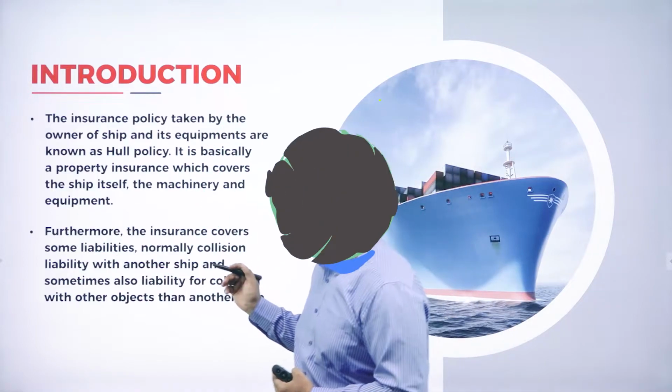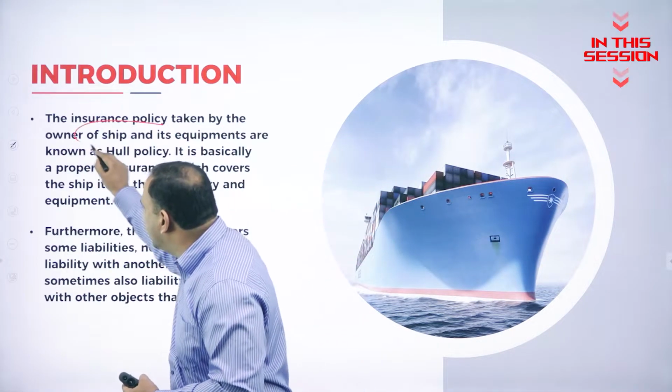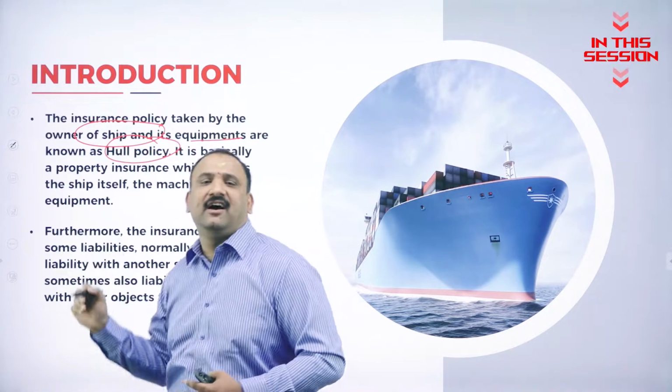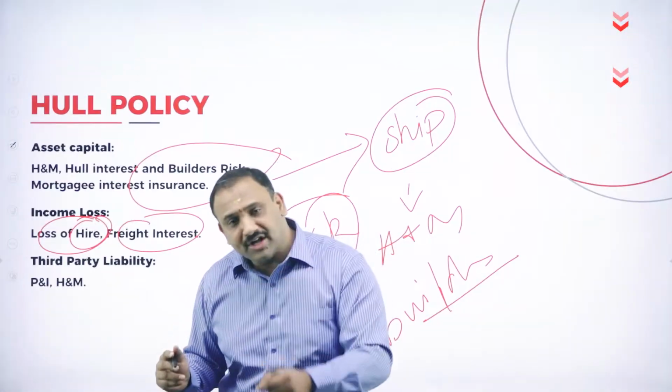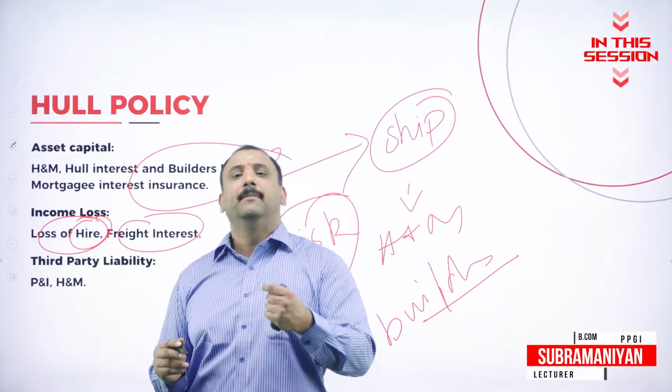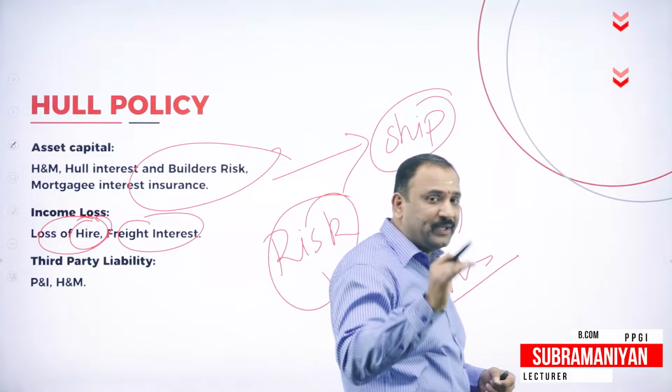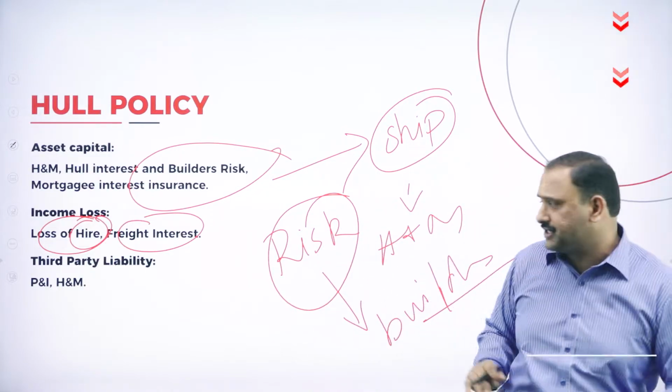The insurance policy taken by the owner of the ship and its equipment is known as the hull policy. So the loss that is going to be incurred because of the non-hiring of the ship would also be covered under the hull policy.